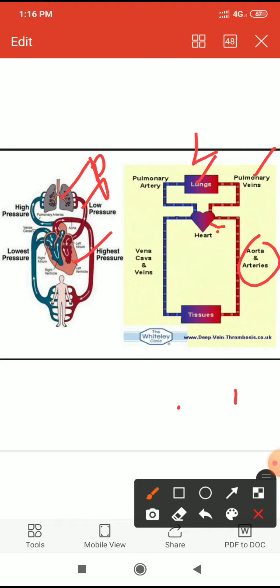There is one more functional part, vena cava or vasa cava. We can say this carries the carbon dioxide rich blood from the tissues. From here, the vena cava is taking all the carbon dioxide rich blood to where?